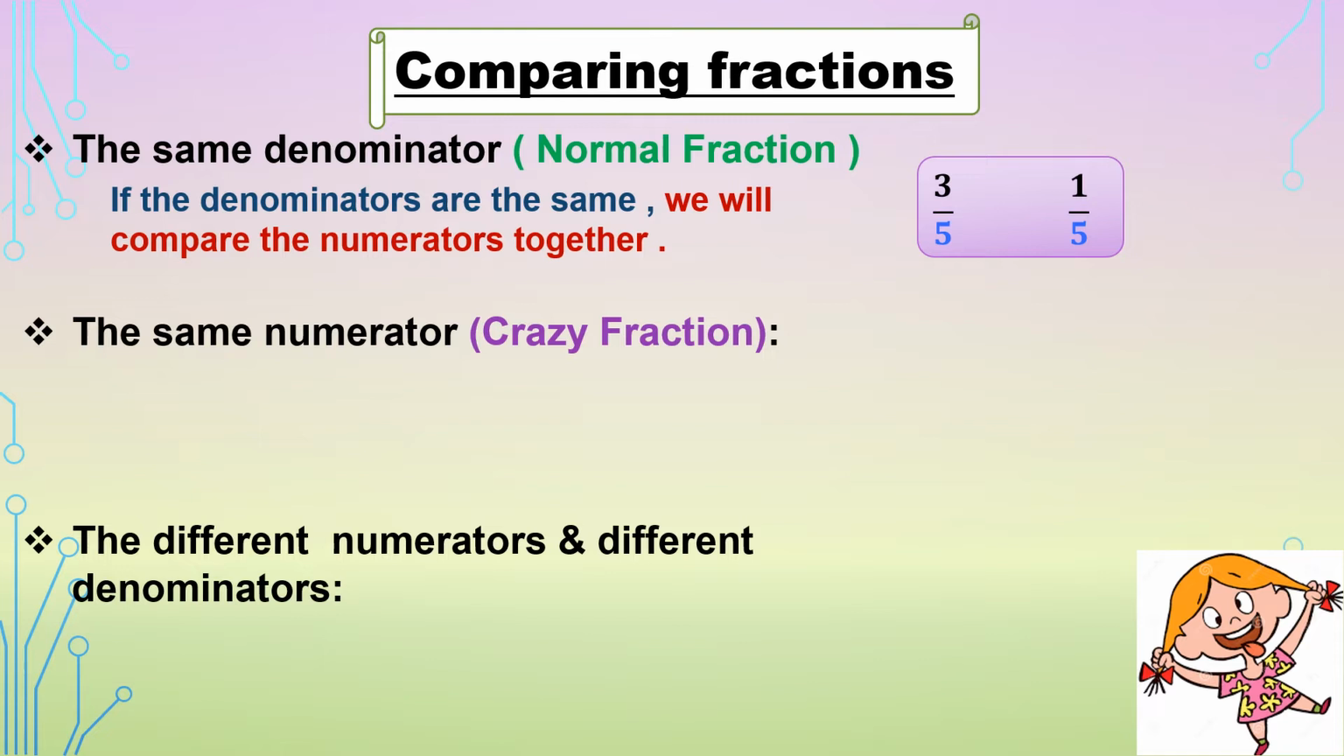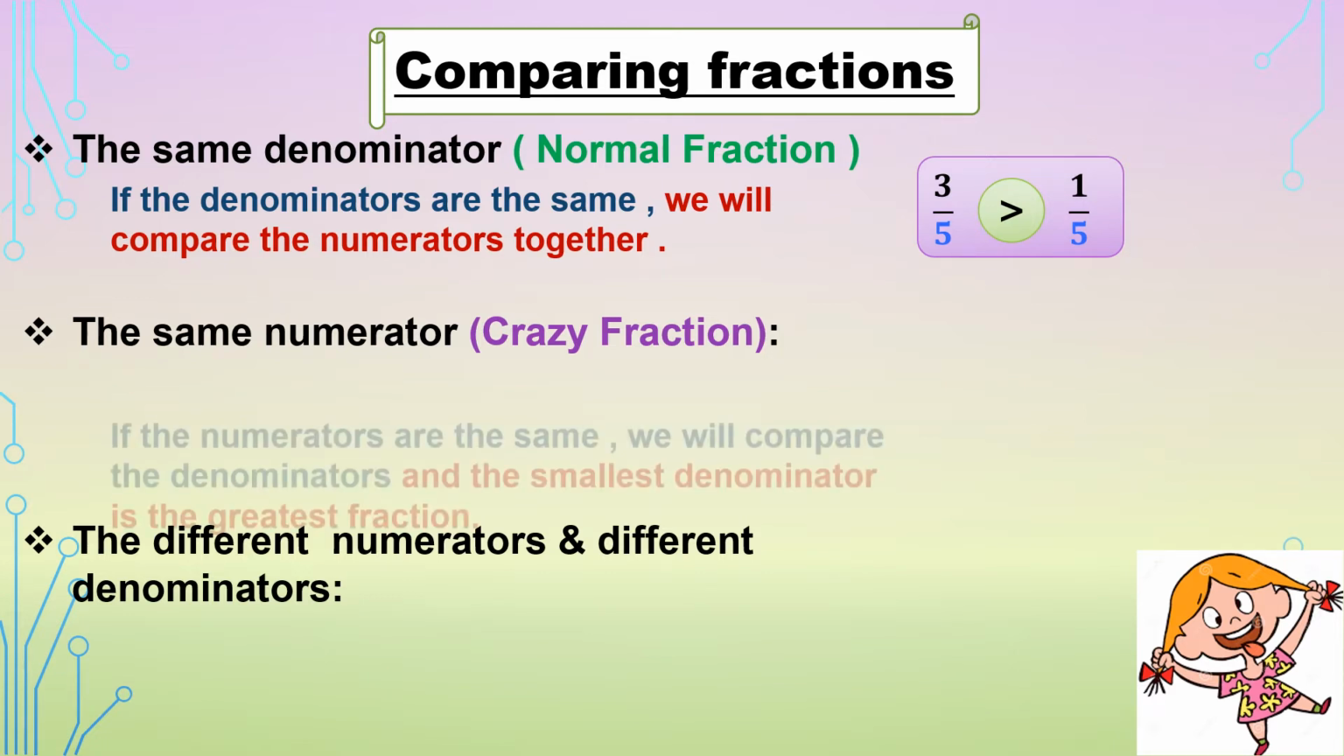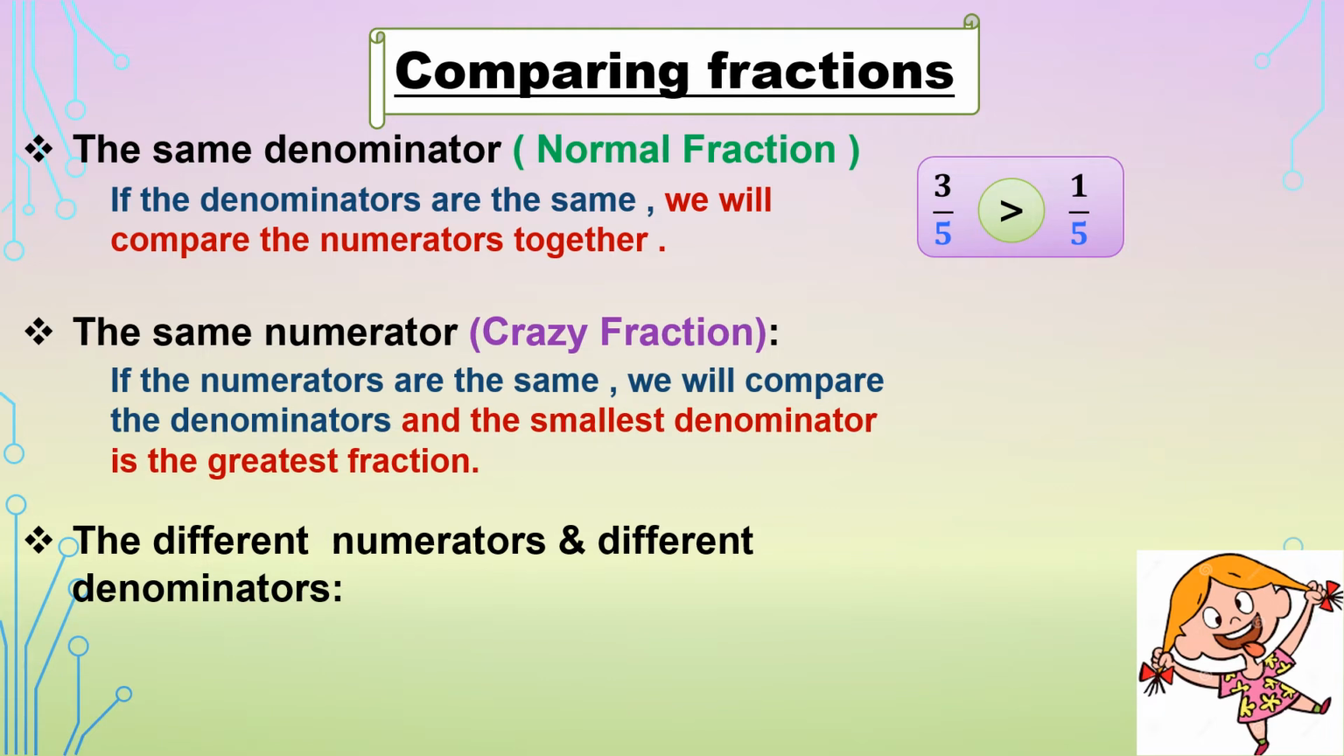Look at the numerator up. Which is big, 3 or 1 in the normal? Yes, 3 is bigger than 1. The second type is crazy fraction. What about crazy fraction? If the numerators are the same, we will compare the denominators and the smallest denominator is the greatest fraction. And we said the small is big and the big is small in crazy fraction.